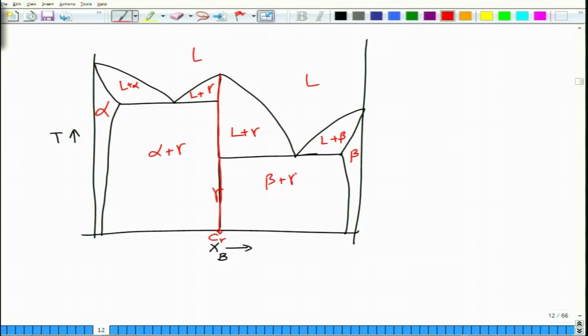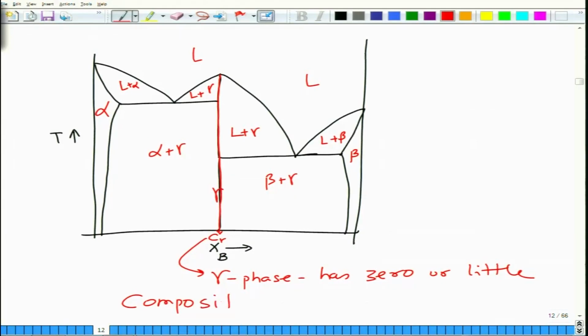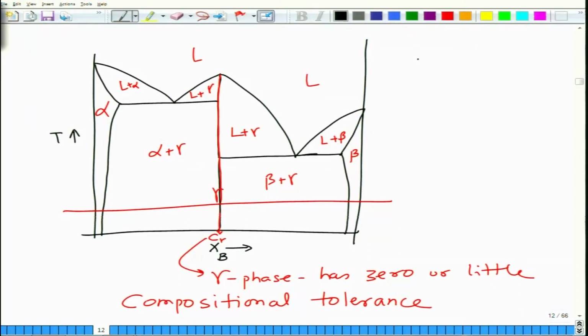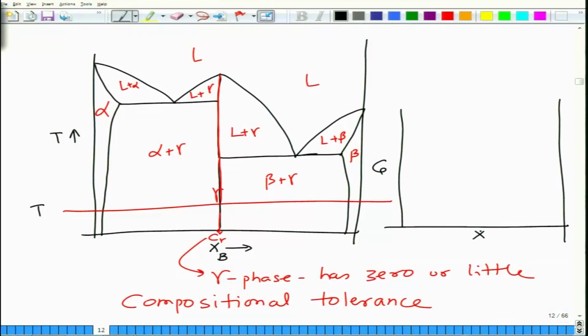So, this is again a possibility where this gamma phase has zero or little compositional tolerance. So, for instance, when you draw the free energy composition at this temperature, let us say T1, I plot G versus X. Now this gamma phase has little composition variation. As a result, its free energy curve is going to be something like this.